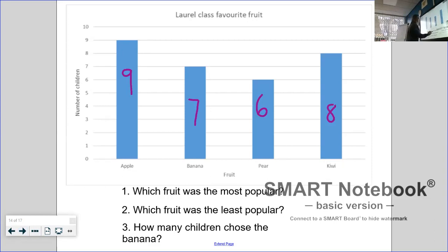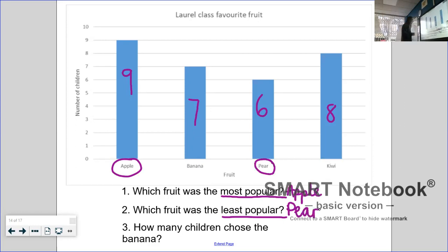Which fruit was the most popular? Well, most popular means most people like it, so it would have the most votes. And I can see that the most votes is apple with 9, so I would write apple. Which fruit was the least popular? So that means it had the least amount of votes. The least number that's on my screen is 6, and that is pear.